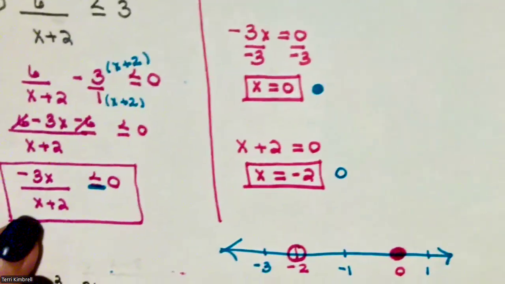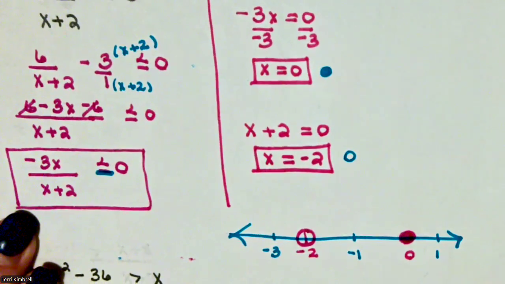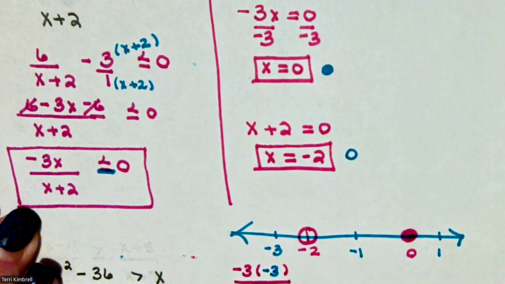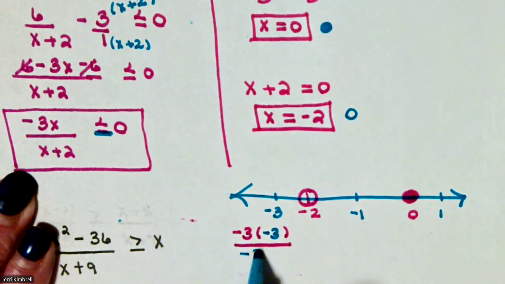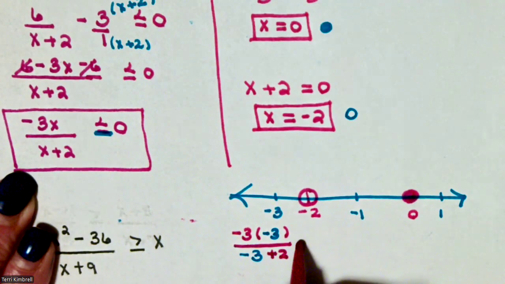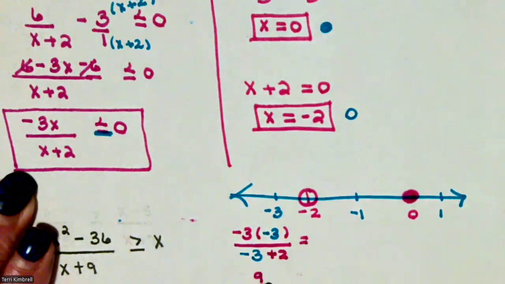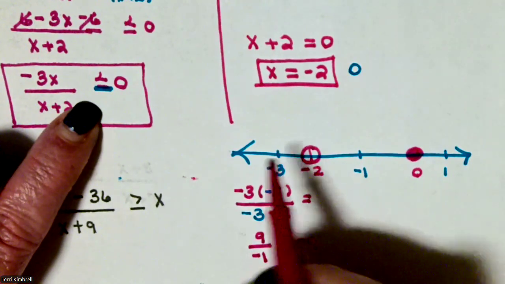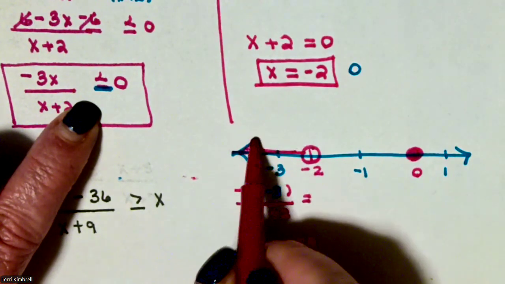Okay, and when we're checking these, we're putting those numbers in for x. So what this would say is -3 times -3 over, and then you would have the -3 on the bottom plus 2. So that's going to be a 9 over -1, which is -9. So -9 is smaller than 0. So we'll color to the left.